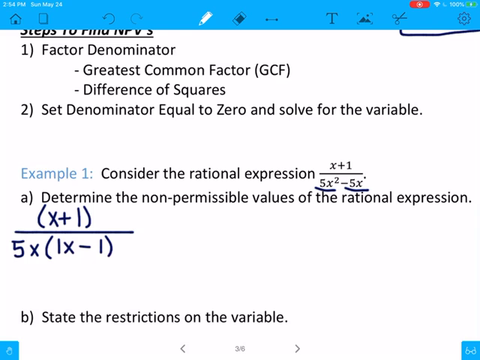Now remember, we can check back and see if we're right. So I can distribute it in. 5x times 1x is 5x squared. 5x times -1 is -5x. So I can check to see if I'm right.